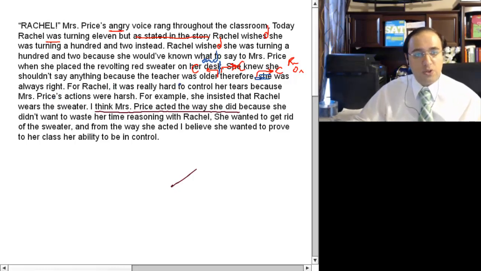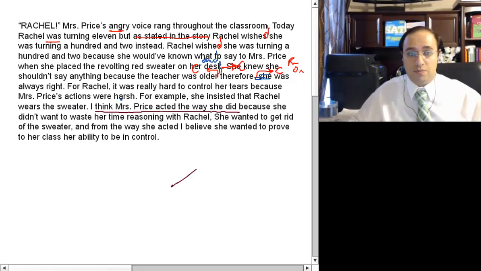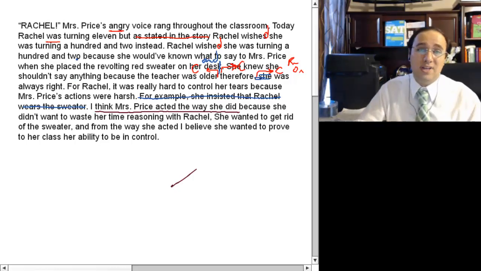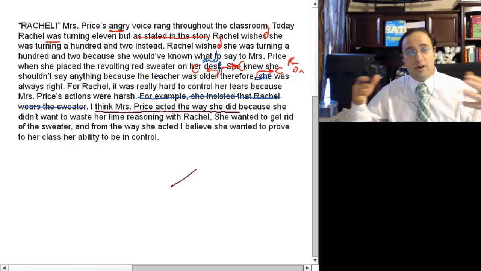For Rachel, it was really hard to control her tears because Mrs. Price's actions were harsh. For example, she insisted that Rachel wear the sweater. I really don't see a reason for this sentence. Mrs. Price's actions were harsh. That's it. If you want to name one of the scenes or the proofs that prove that she was harsh, then perhaps you could have integrated that in the same sentence.